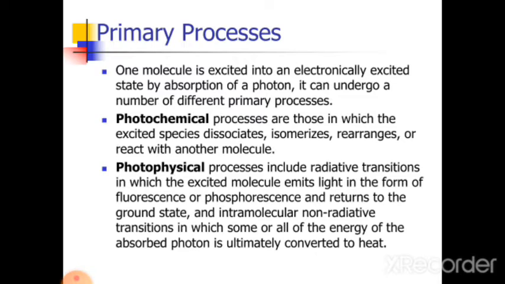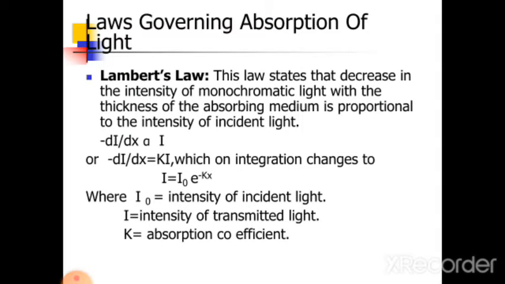The photochemical processes are those in which the excited species dissociate or isomerize or rearrange or react with another molecule. Photophysical processes include the radiative transition, in which the excited molecule emits light in the form of fluorescence or phosphorescence and returns to the ground state. An intramolecular non-radiative transition also takes place. So we see about laws of photochemistry.